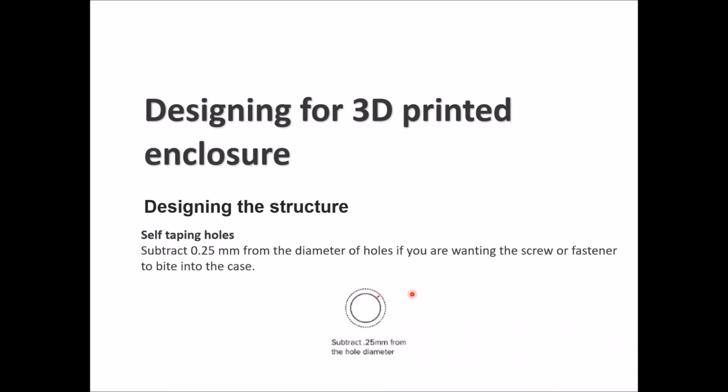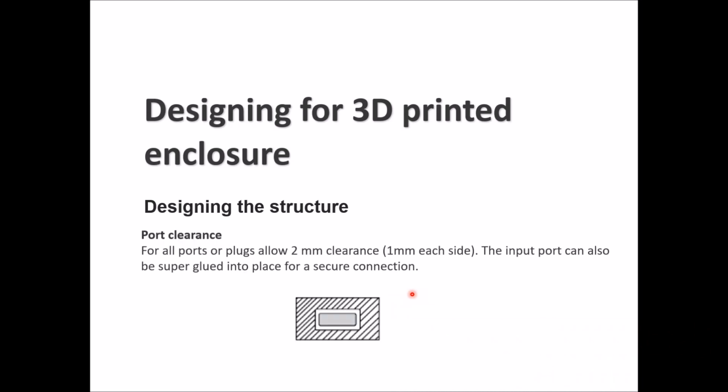Something to keep in mind: instead of extending, you shrink the dimension. You subtract 0.25 of a millimeter from your diameter for that specific hole, so that the screw or the fastener's thread will eat through that plastic and will keep in place.